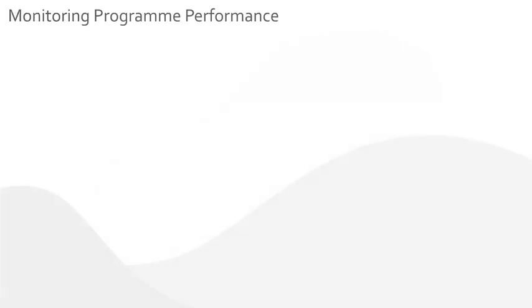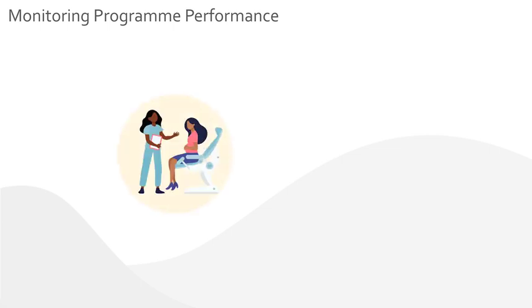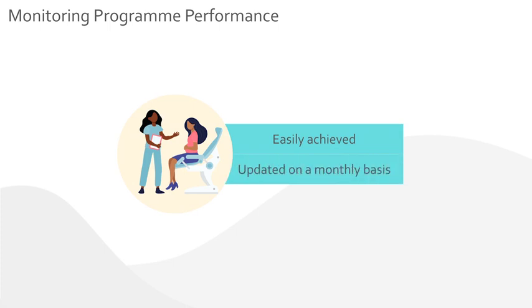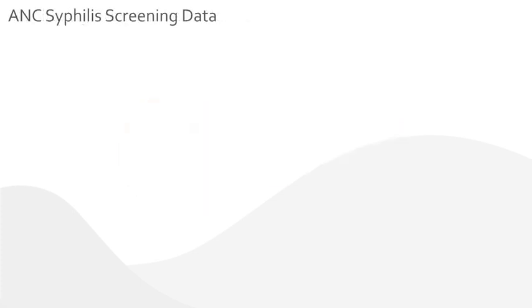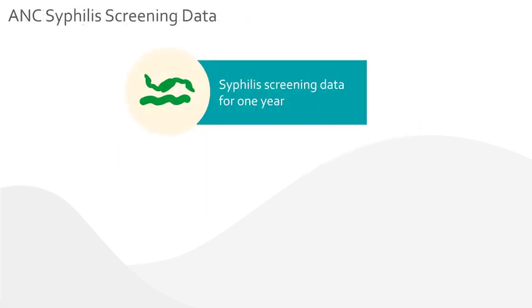Important examples of program monitoring include screening pregnant women at their first antenatal clinic visit or monitoring gonorrhea infection rates, which is important for AMR. This can be easily done and updated on a monthly basis, with a few pieces of data routinely collected by clinicians. For example, look at this monitoring method using syphilis screening data for 1 year.